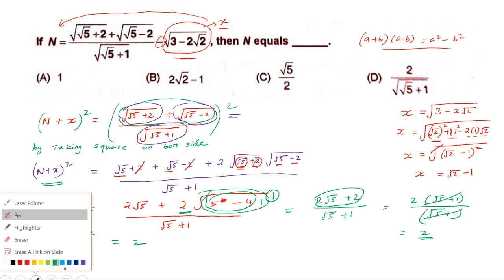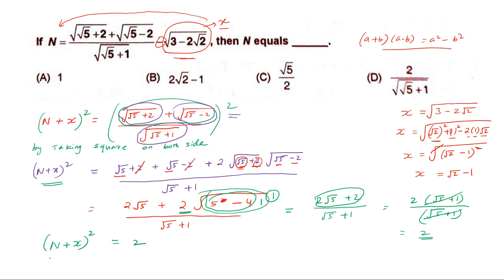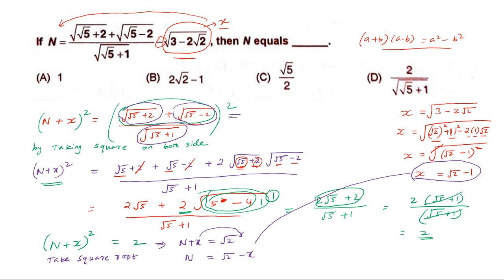Now we are going to take square root. By taking square root, this expression n plus x whole square and root cancel, that is equal to root 2 we are getting. Now this x we can take to the right side. So n is equal to root 2 minus x. Already we know the value of x is root 2 minus 1. This x value let us substitute here.